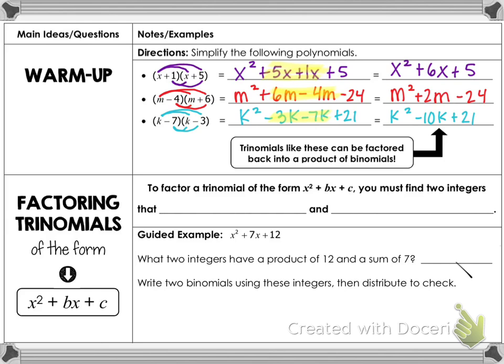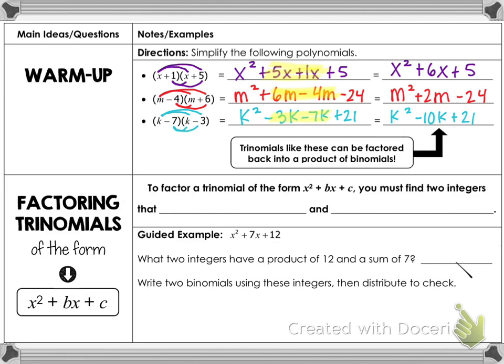Okay, so trinomials like these can be factored back into a product of binomials. Remember, trinomials: 1, 2, 3 terms. These are called trinomials. And we can factor it back into a product, which means multiplication, of binomials. This is a binomial, 1, 2 terms. This is a binomial, 1, 2 terms. So we multiplied two binomials to get a trinomial.